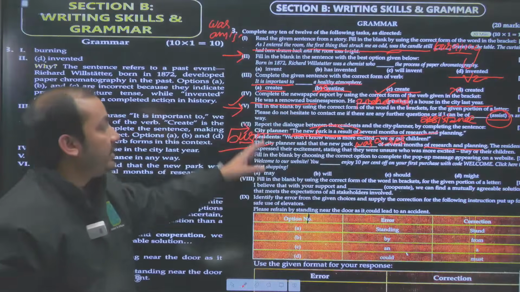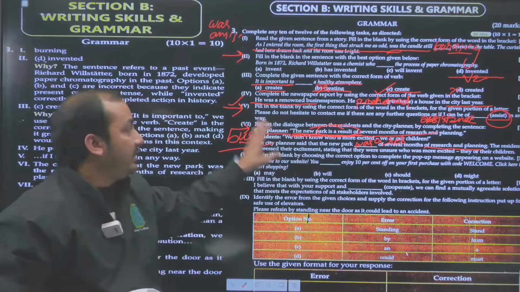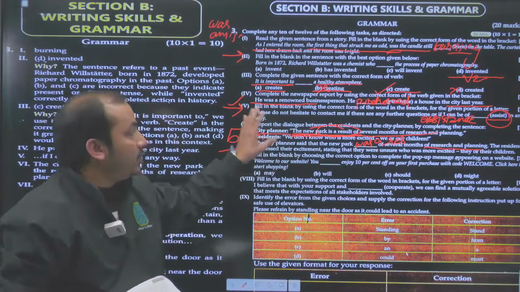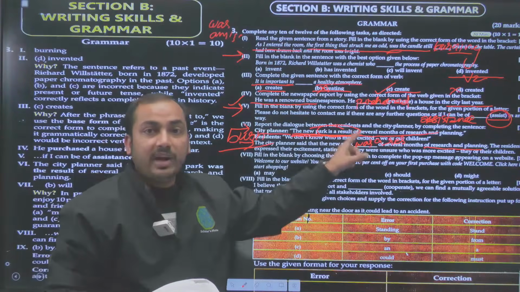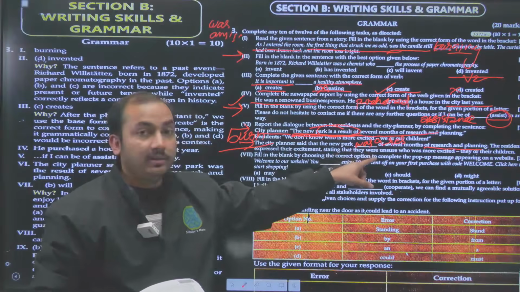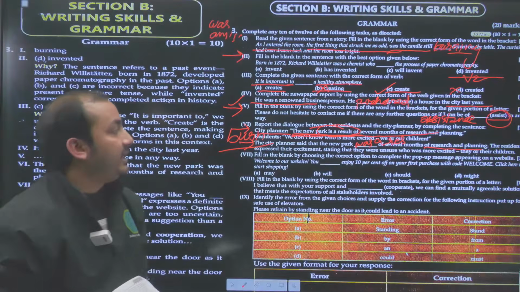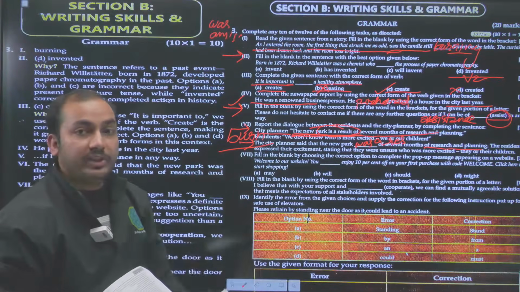Why? Because this action has been done in the past. These words were said in the past. So here we have to frame the sentence in the past. Instead of using "is", we have to write "was" here. "Was a result of several months of research and planning." Now move to question number 7.